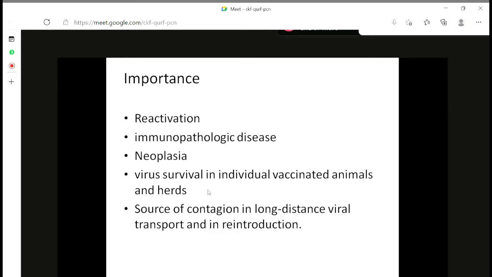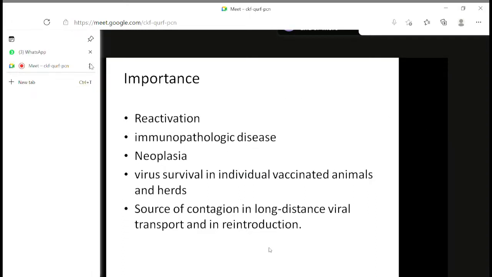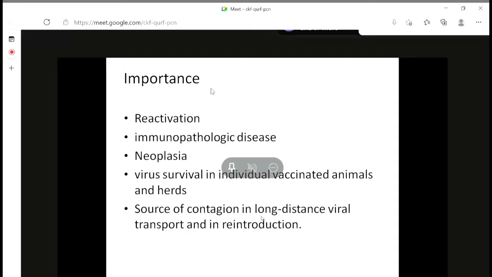So persistent infection is again important because in the vaccinated animals in a herd, the animals may carry the viruses in persistent form. The last one is a source of contagion, or long distance viral transport and reintroduction of this virus infection. The persistently infected animal is apparently healthy, but it harbors this agent, and it becomes the source of infection, or introduction of new diseases may take place in an area. So this way, these persistent infections are important.